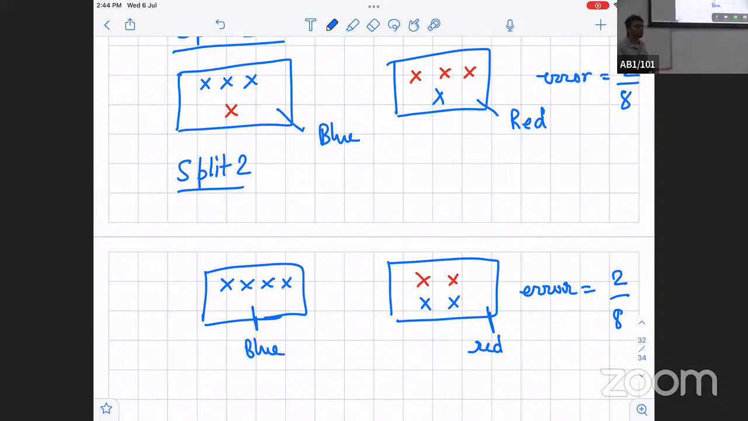So how many of you feel split 1? Can you raise your hands if you feel split 1? Okay, can one of you tell why you think split 1 is better? How about split 2? Anybody who thinks split 2 is better? Okay, a few of you. Can one of you tell why you think split 2 is better?